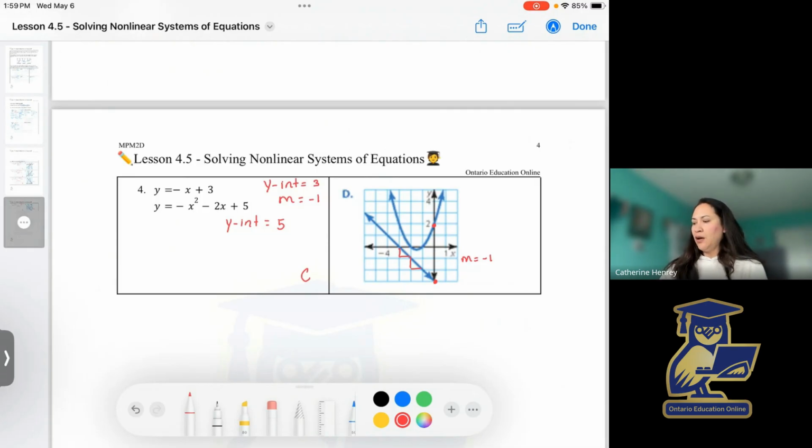So, all right, go back and check the other systems using your graphing tool like Desmos, and then submit that so I can take a look.